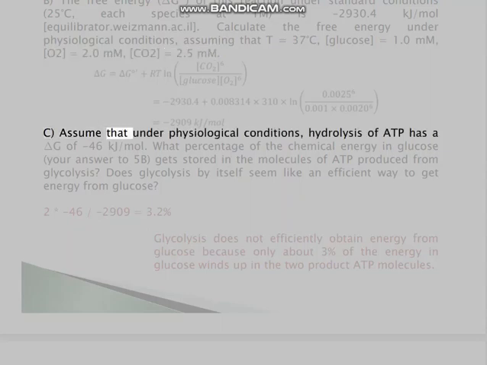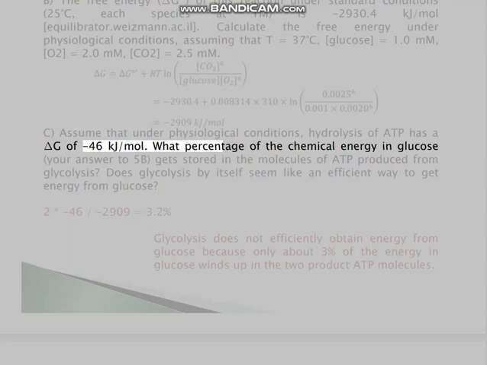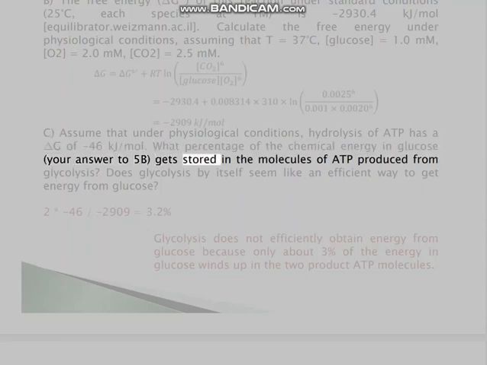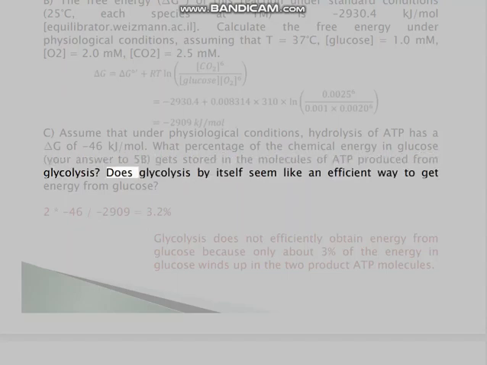C. Assume that under physiological conditions, hydrolysis of ATP has a delta G of minus 46 kJ/mol. What percentage of the chemical energy in glucose, your answer to 5B, gets stored in the molecules of ATP produced from glycolysis? Does glycolysis by itself seem like an efficient way to get energy from glucose? 2 times minus 46 divided by minus 2909 equals 3.2%.